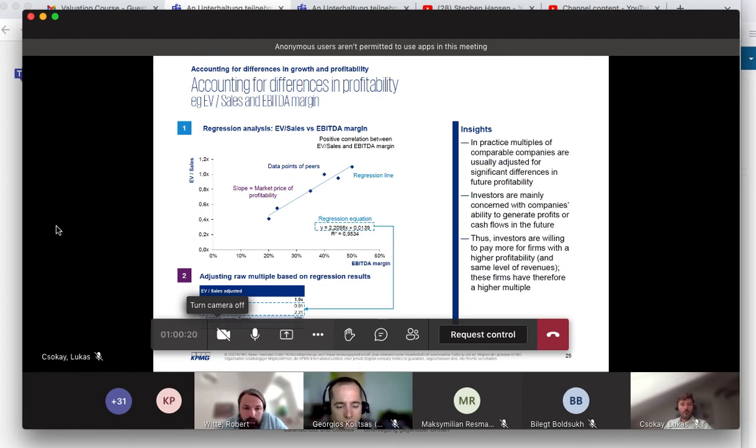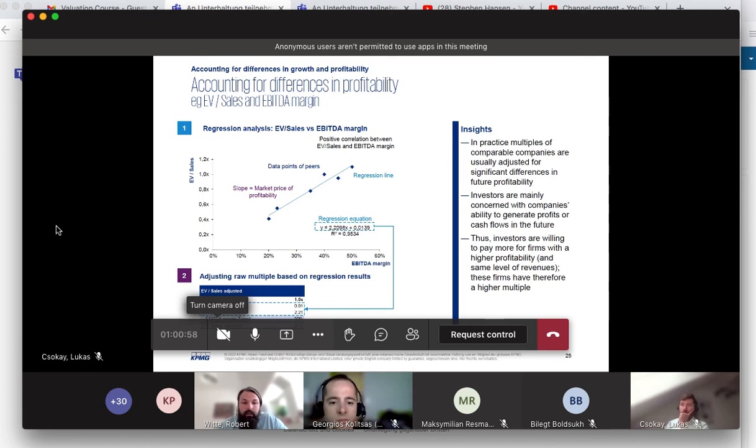Because, and Lucas, maybe you can show that, if you start with a company at, let's say, 25% EBITDA margin, right? You can look at the regression here and you can say, well, then an EV sales multiple of 0.5 is justified, right? And based on the data we have, a multiple of 0.5 is more reasonable to apply for a company with 25% EBITDA margin than the average, which is 0.8, right? And of course, it goes the other way as well.